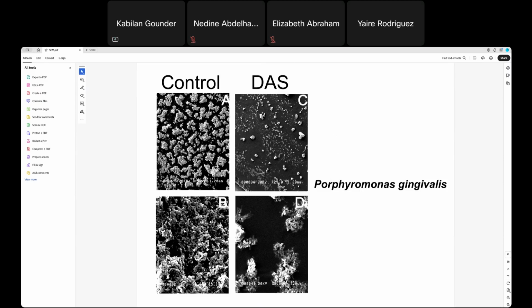So we did a study on how we can control PG. We did an experiment in our laboratory with diallyl sulfide, a compound isolated from garlic. We wanted to study whether the compound diallyl sulfide kills Porphyromonas gingivalis.